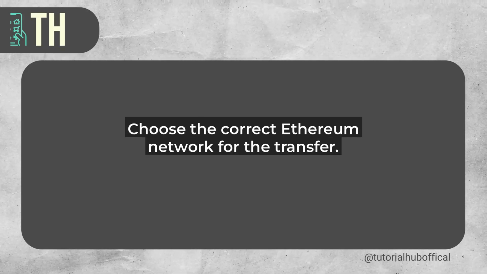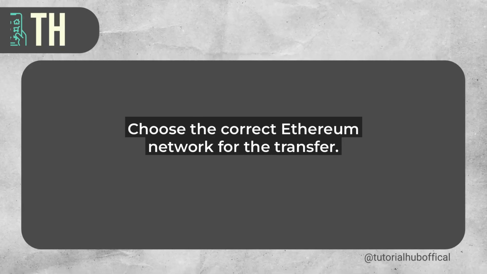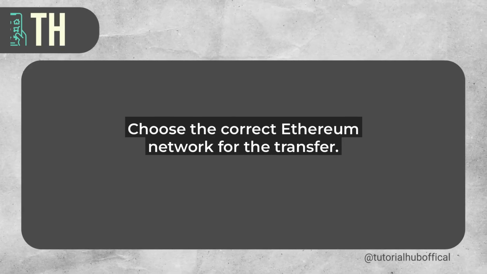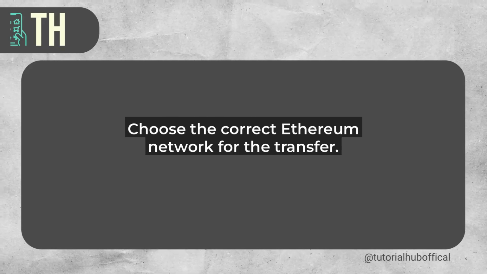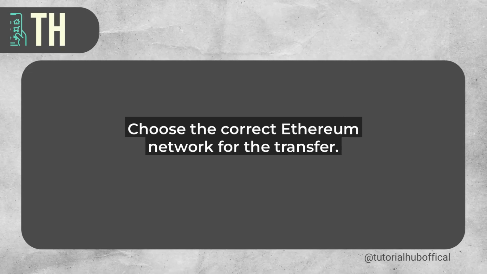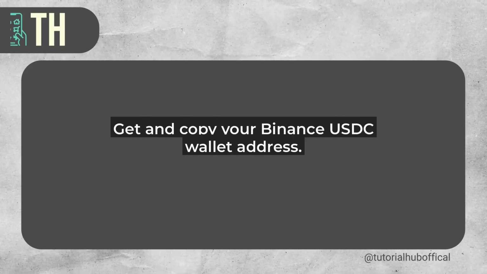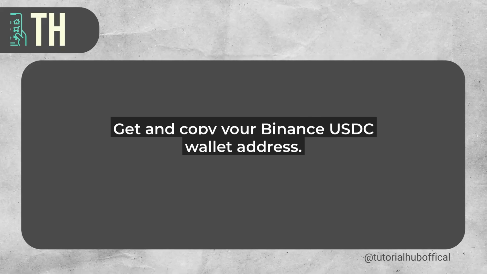Now, switch to your Binance app. Go to the Wallet section, then select Spot Wallet or Funding Wallet, depending on your setup. Find your USDC wallet address by searching for USDC in the deposit options. Copy this address carefully. It's a long string, so no typos allowed.